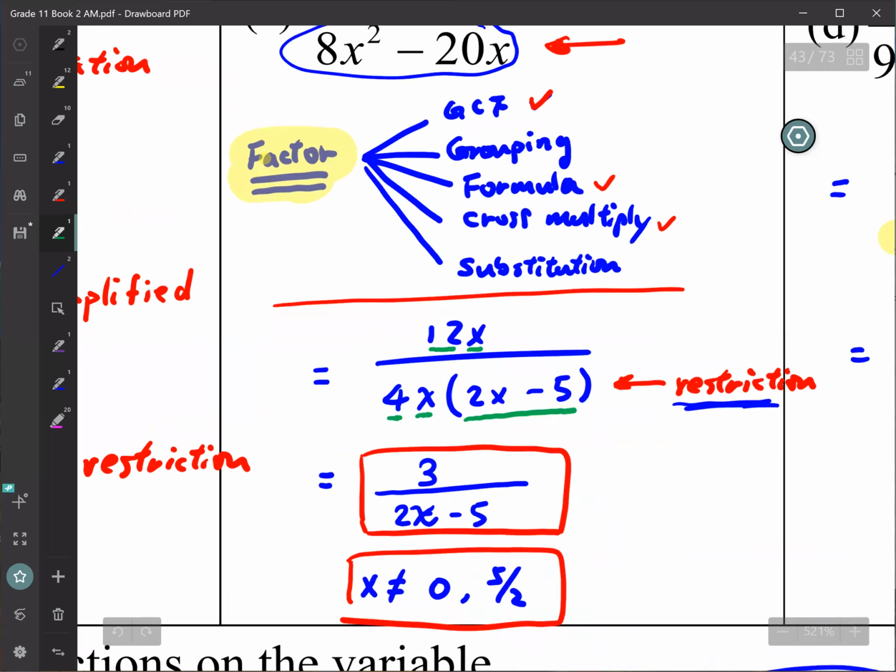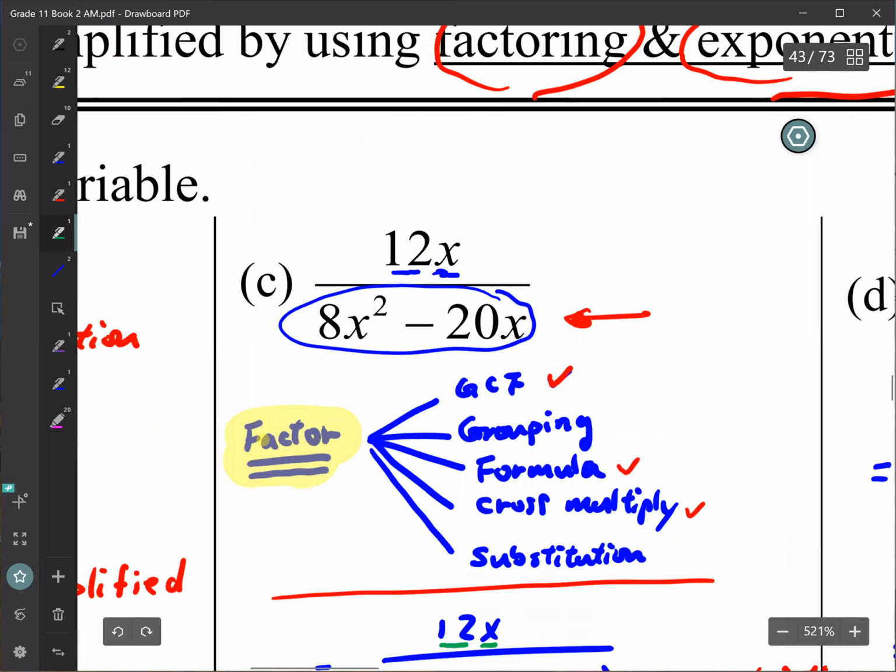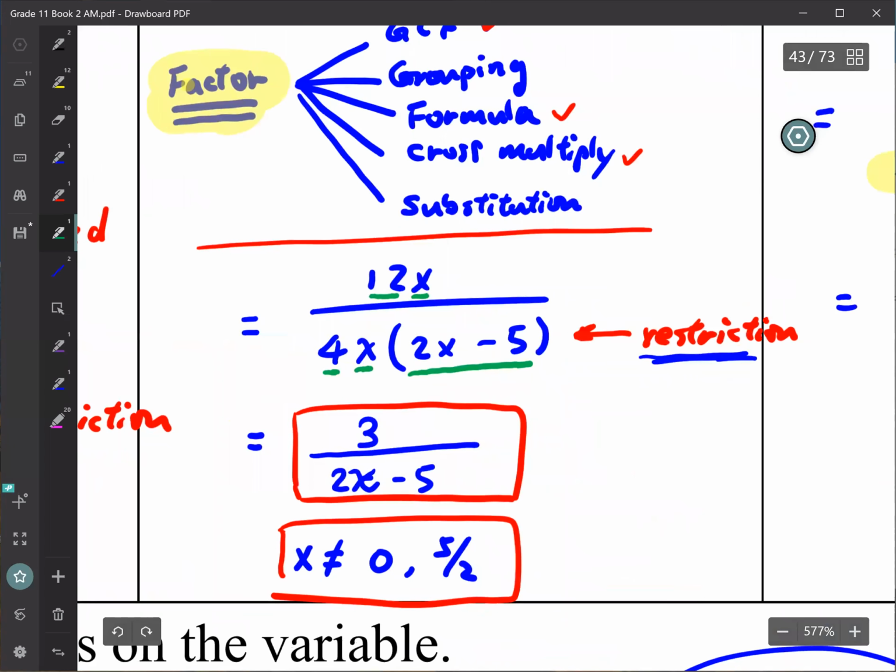Okay, if you look at C, there are 2 terms. Terms are separated by adding or subtracting. Okay, 2 terms. But once you factored it, then you have 3 things multiplying, so we have 3 parts. So only same parts can cancel each other out. Okay, so just be careful when you do reduce.